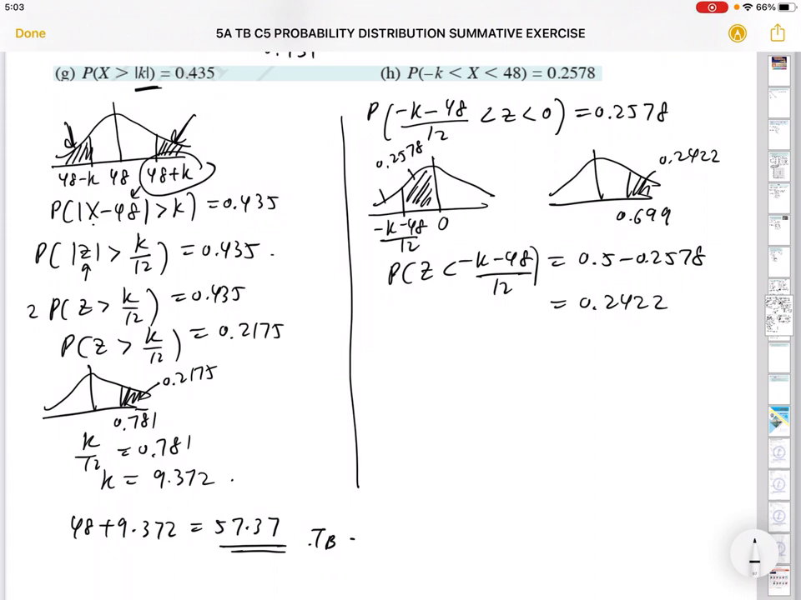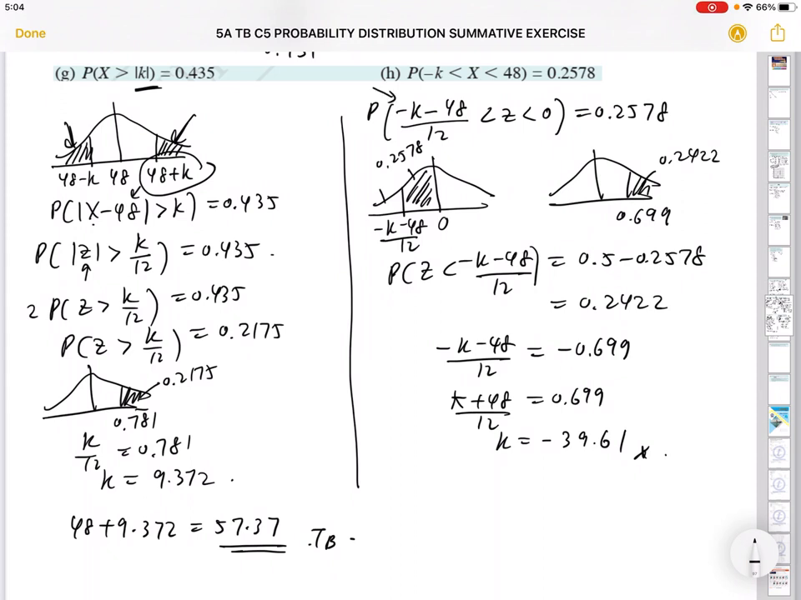Okay, you can calculate this directly. Maybe I cancel negative. K plus 48 over 12 is 0.699. K will be, times over, bring over, negative 39.61. Now I feel that k shouldn't put a negative in the first place, because it's better to think this is 48, right? That means this is 39.61. There's no point putting a negative in front, right? But because the question already has a negative, that's why we need to add in a negative, and your answer will be negative 39.61. Yeah, we know it's on the left hand side of 48. It should be 39 point something, right? Okay, such a long question.